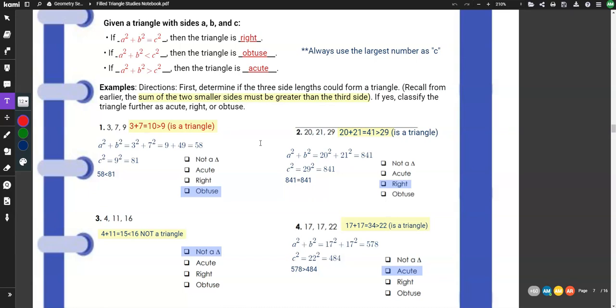A squared plus b squared. Well, a and b are both 17. 17 squared plus 17 squared is 578. And then c squared, 22 squared, is 484. 578 is greater than 484. So therefore, this is an acute triangle.